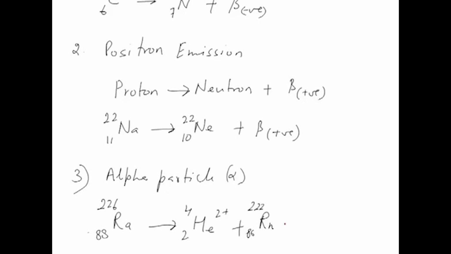Now this is like a series, which will be carried on till a stable nucleus is formed at the end. It is formed when lead, 206Pb, is formed. So alpha particle emission is another one. There could be other ones also, like electron capture and others. We will go on discussing them as we go along.